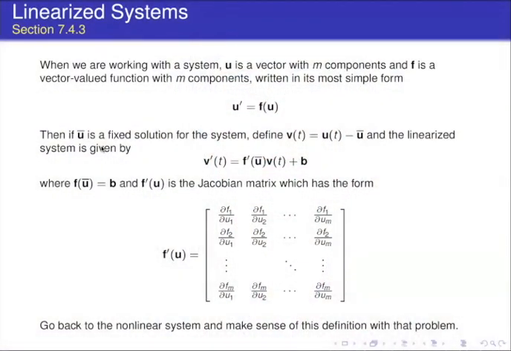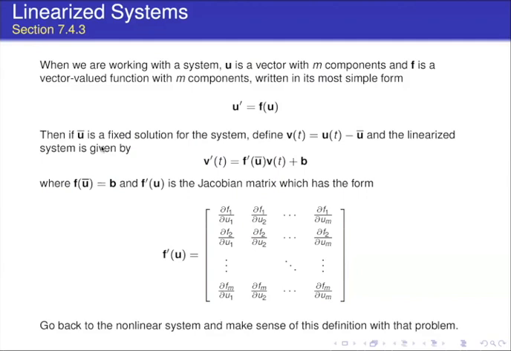Section 7.4.3. Now that we're working with a system of equations, think about your vector u as a vector of unknown functions. It's got m components, and f is a vector valued function with m components, and I write it in this very simple form, u prime equals f of u. For now, we're just thinking autonomous, so t is not explicitly over there.